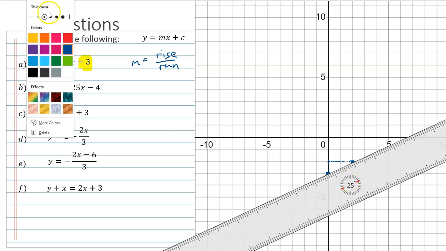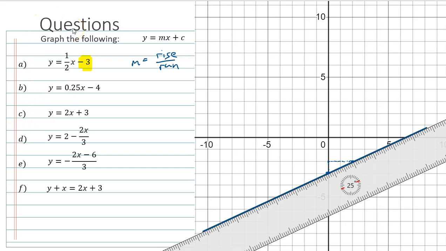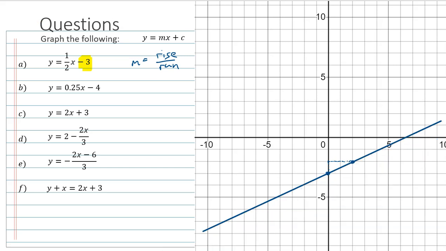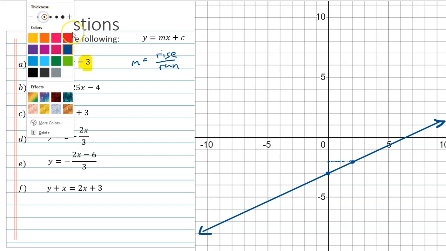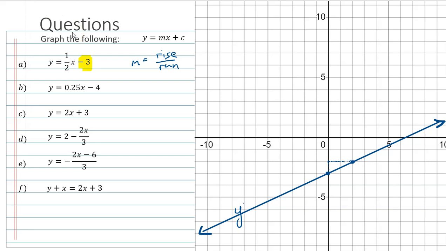So using a thicker pen, A is going to look like that. And to complete it, I'll put the arrowheads on the line, and then I'll quickly annotate it to y equals 1 over 2x minus 3. Now the second one here, y equals 0.25x minus 4.